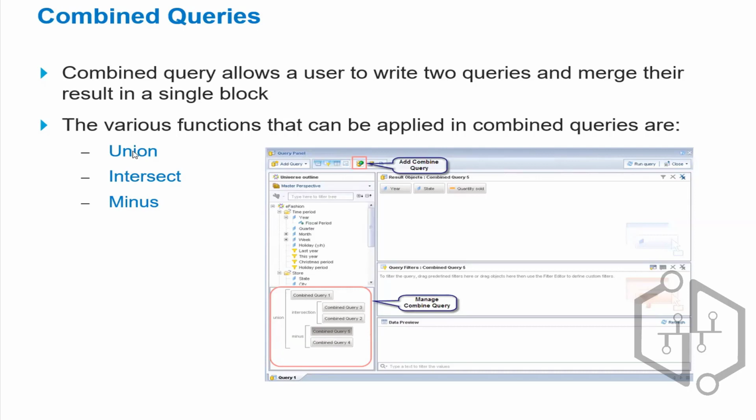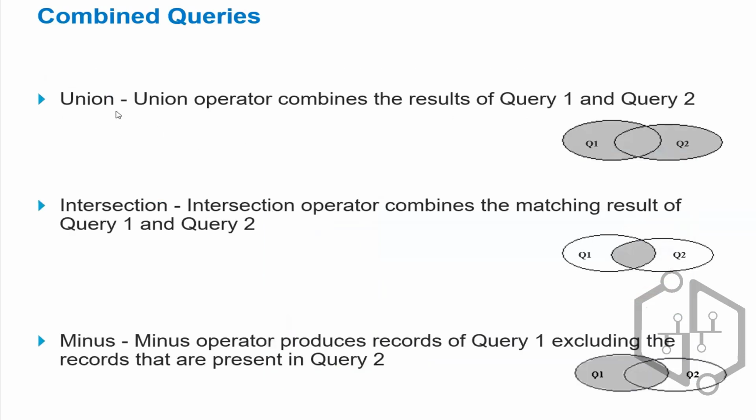Union is like a total, intersection is like matching records, minus is like A minus B, meaning the records which are there in A but not in B. So if you see here, this is the example. Union operator combines the results of query 1 and query 2. Q1 union Q2 means it is a total set of values. Intersection operator combines the matching result of query 1 and query 2. So Q1, Q2, whatever is matching between the two, only that will come.